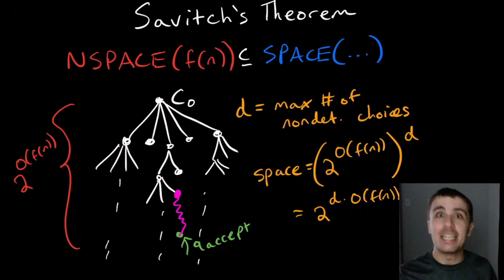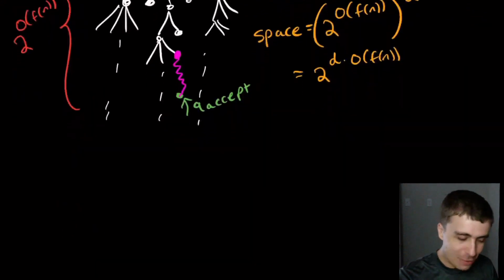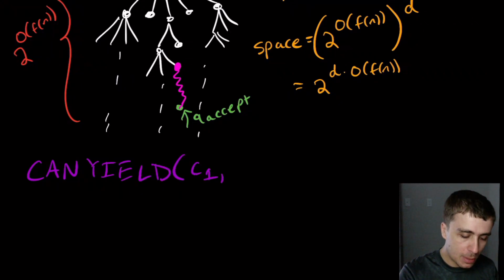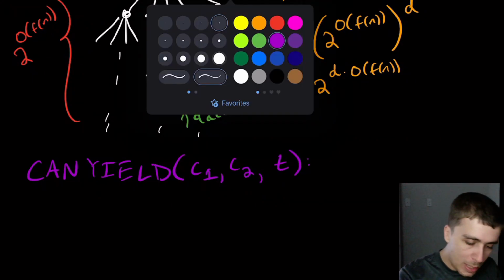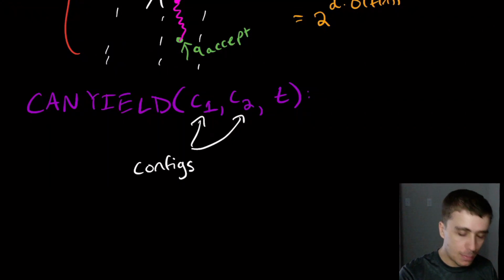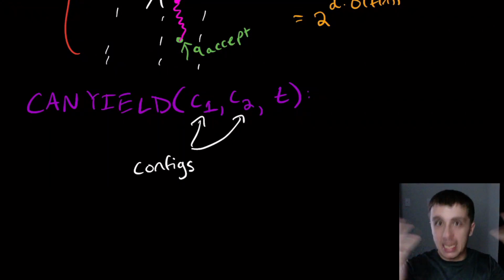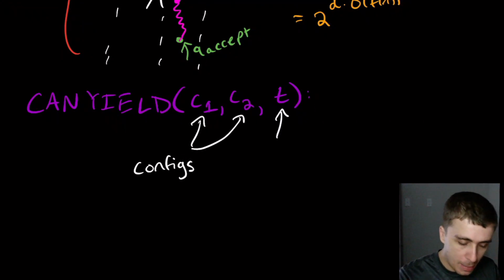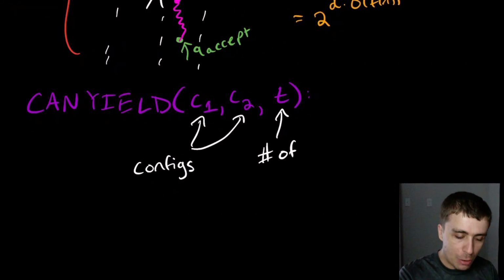All right, Notability crashed, so I'm going to try to continue from where we were. So what we're going to try to do is we're going to create a function called CanYield, which is going to take 3 parameters, C1, C2, and T. So what are these parameters? So the C1 and C2, these are just configurations of the Turing machine. So the tape contents, the state, all that stuff. And the T parameter is the number of steps allowed.